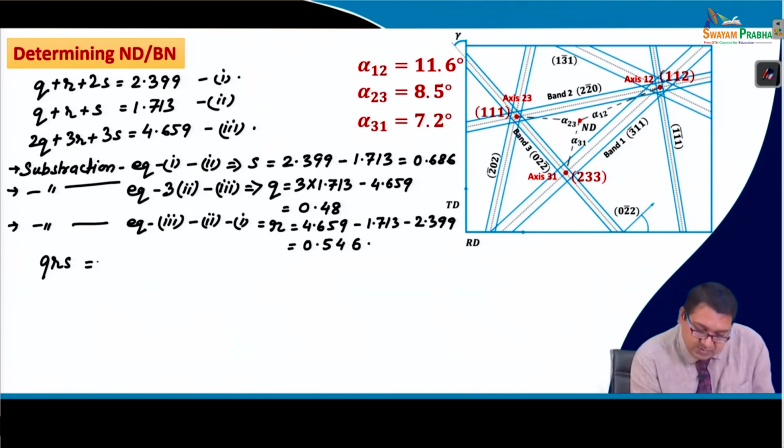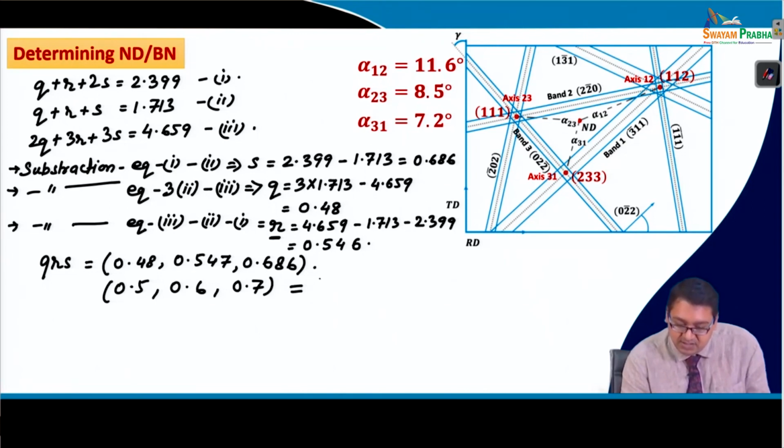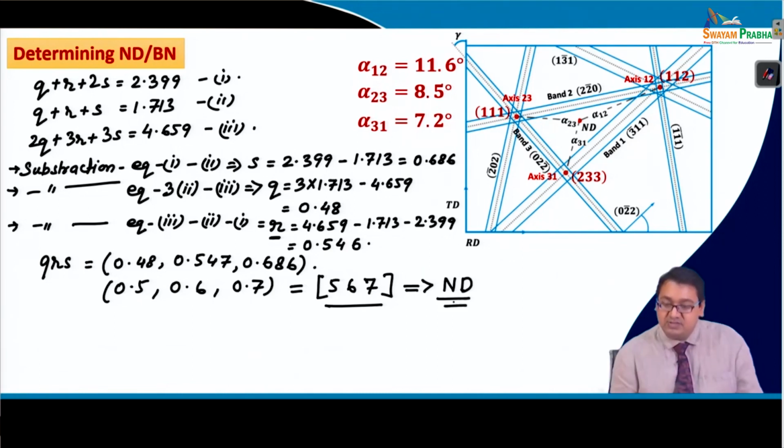So the value of QRS, which is the Miller indices of ND, that is the incident electron beam BN, becomes equal to 0.48 for Q, 0.547 for R, and 0.686 for S. Now if we try to remove the decimals and make it closer, you can write it as 0.5, 0.6 and 0.7. So the Miller indices of QRS is basically close to 5, 6 and 7, and that is how we can find out the ND of the sample.